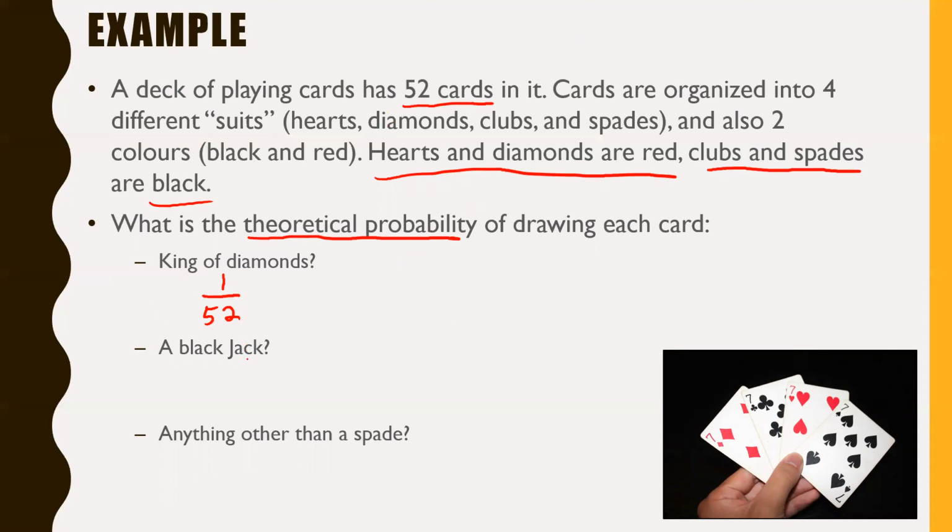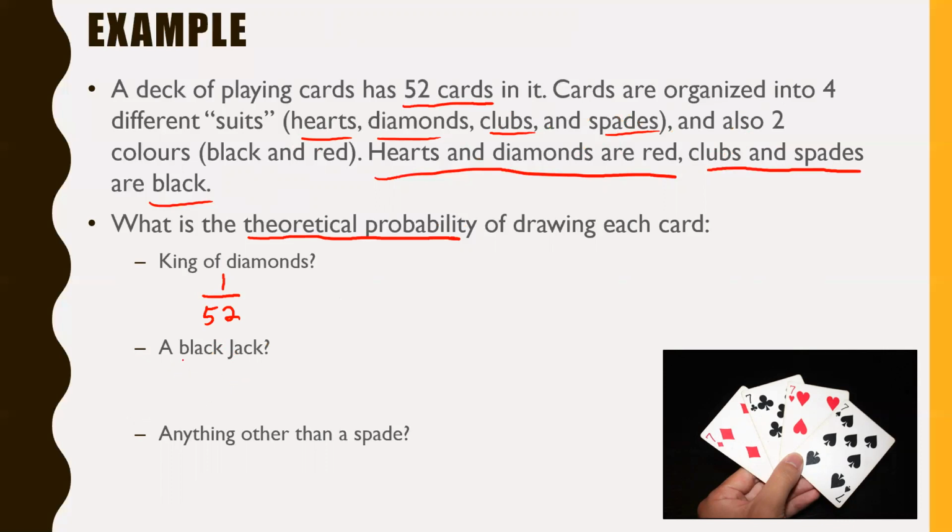Next one, a black jack. Okay, remember, jack is just a type of card, kind of like a king is a type of card. There's a jack in each suit. There's a jack of hearts, a jack of diamonds, a jack of clubs, and a jack of spades. But black, of course, are for clubs and spades. So what this is really saying, a black jack is either the jack of clubs or the jack of spades. So if you think about it that way, in a deck of cards, there are 2 black jacks.